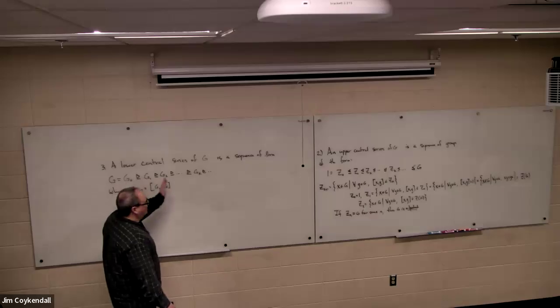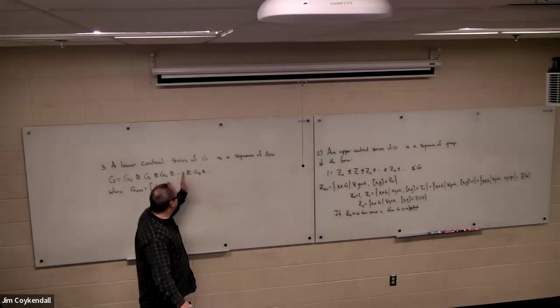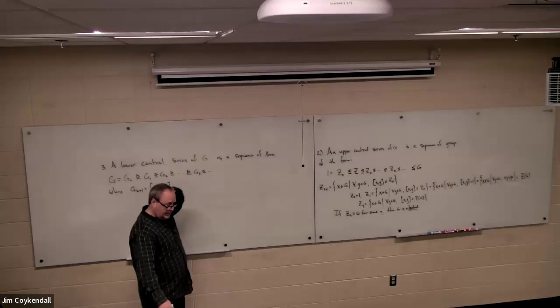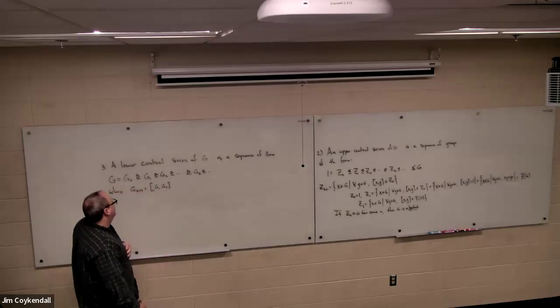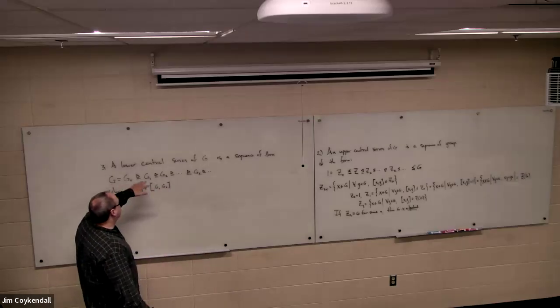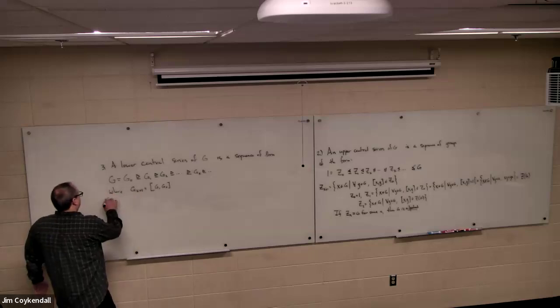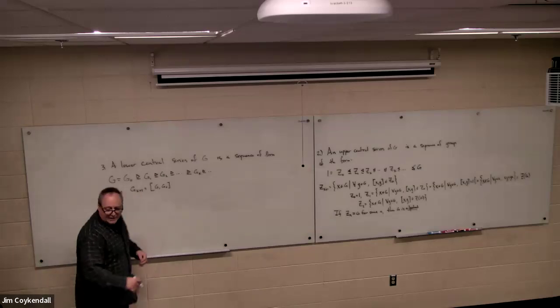And this gives a descending thing. Again, it may get stuck. There may be some point where it stabilizes. Right? It might, well, if G is finite, it must stabilize. But the question is, does it get all the way down to the identity?